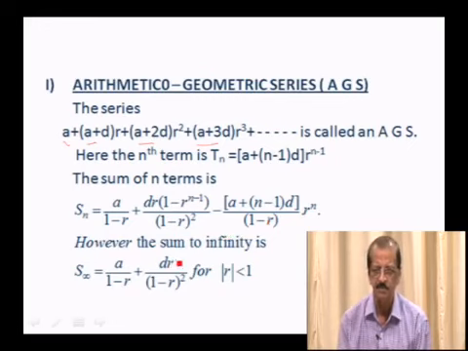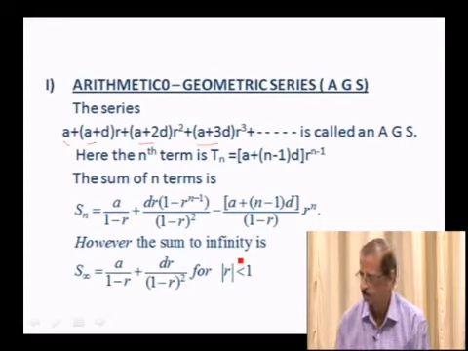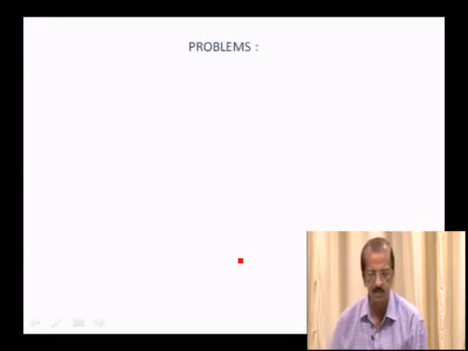However, for the sum to infinity, we will be using this formula: S infinity is equal to a over 1 minus r plus dr over (1 minus r) whole square, for mod r less than 1. So, let us use this in problems.